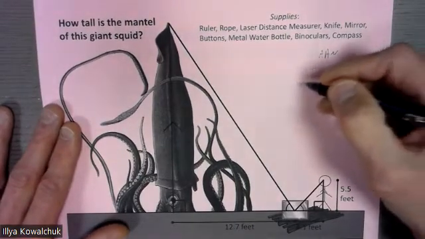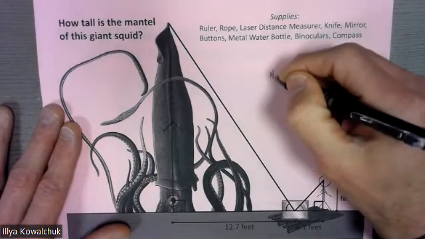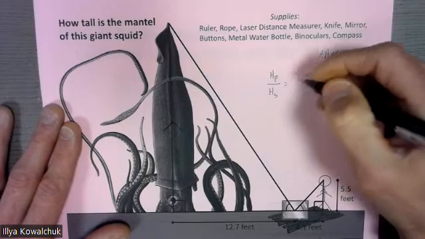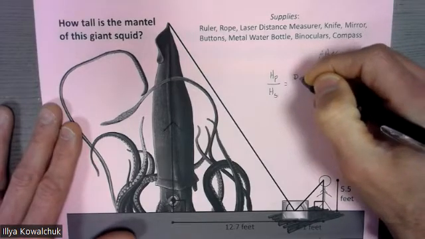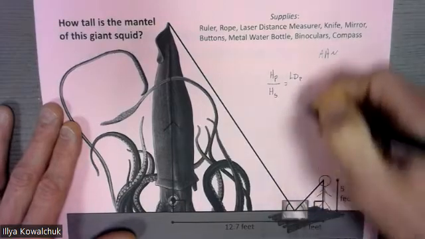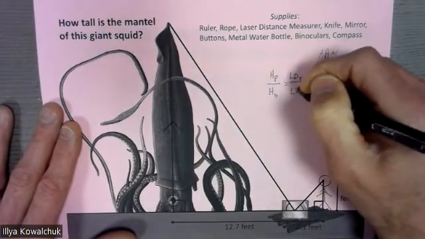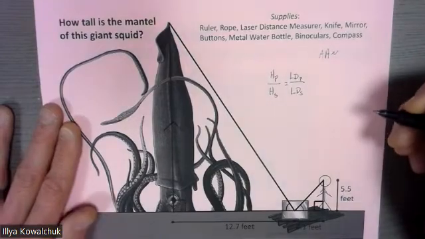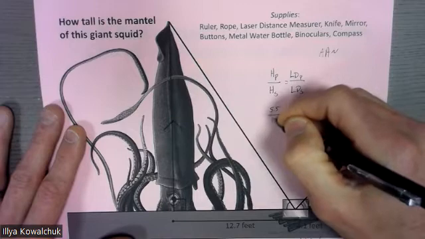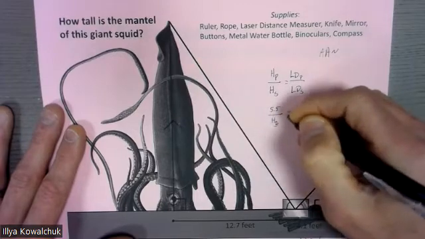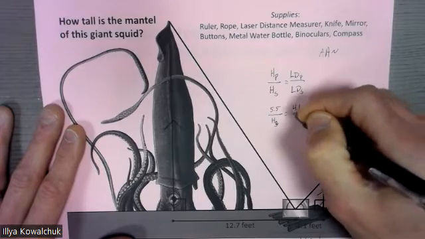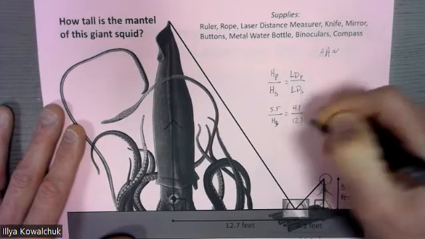Therefore, we can set up our proportion: height of the person to height of the squid equals the distance of the person, or we'll call it lateral distance, because it's the lateral distance this way to the mirror, over the lateral distance of the squid. That's my idea. Now I'm going to plug stuff in. I've got 5.5 over the height of the squid, which is my unknown, and that's going to equal the lateral distances, 4.1 over 12.7.